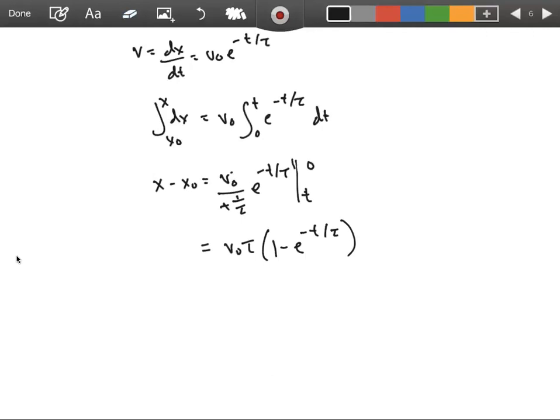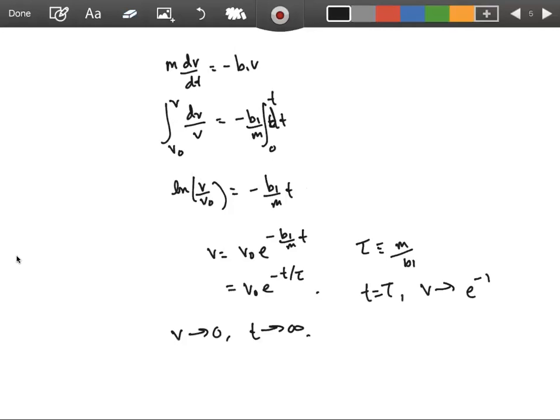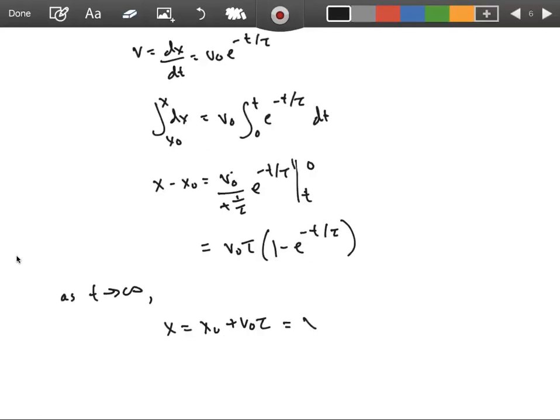Now, what do we know then? We know that this thing doesn't stop until t goes to infinity. So let's look at how far it actually went in that time frame. As t goes to infinity, x becomes x0 plus v0 times tau. We're using the fact again that tau is simply m over b1. So this becomes x0 plus v0 m over b1. So this is then the distance that it travels.